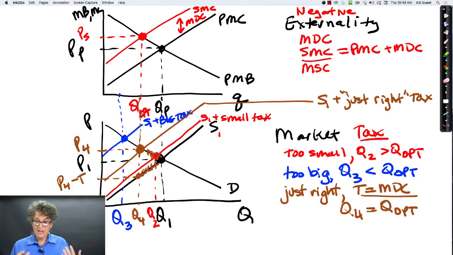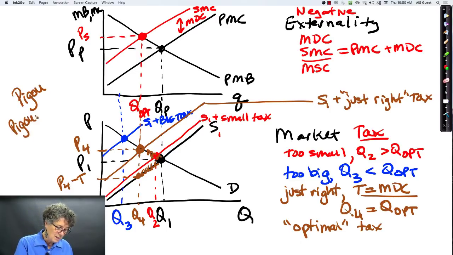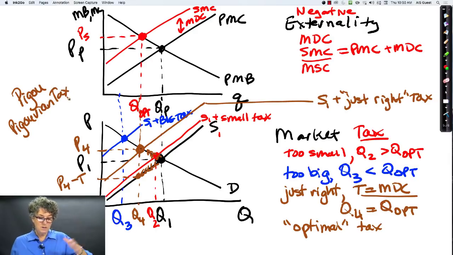We have a tax that's just the right size, so it's the optimal tax. It's the optimal size of tax, and it generates an output in the market that is equal to the socially optimal output. This is called a Pigouvian tax. I think that's such a funny name. It's named after an economist from a long time ago named Pigou, and so they call it a Pigouvian tax because it's a tax that's designed to move the market to the social optimum in the presence of negative externalities.